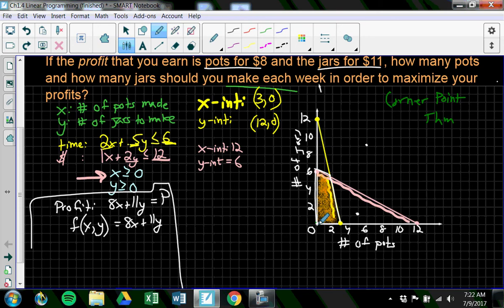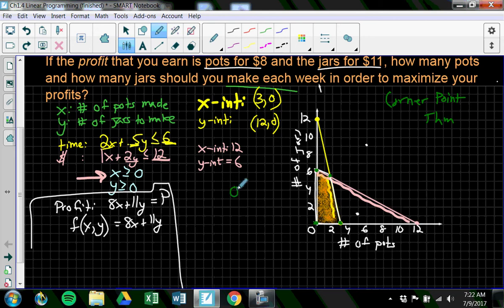But the corner point theorem tells us that if you're trying to maximize or minimize something, it will always be done at one of these corner points, at the corner points of your little polygon you drew with your feasible region. So we don't have to check every single possible point. We just have to check these 4 points. And 3 of the points we already know.